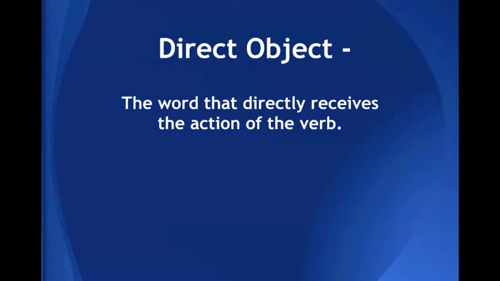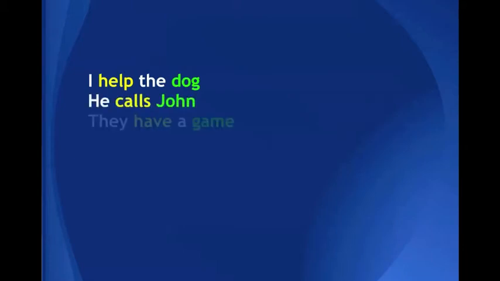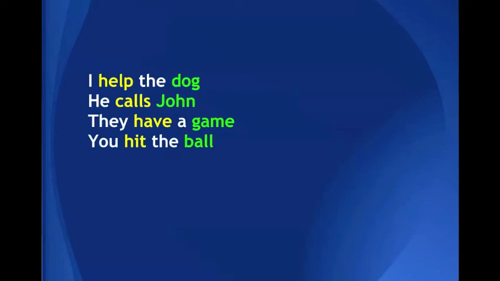Well, let's see it in action. Let's look at phrases in English when an object is receiving the action. I help the dog. He calls John. They have a game. You hit the ball. All these words have a verb, which you can see in yellow, and they have an object that is being acted on by the verb, which is in green. Okay, maybe it's making more sense.